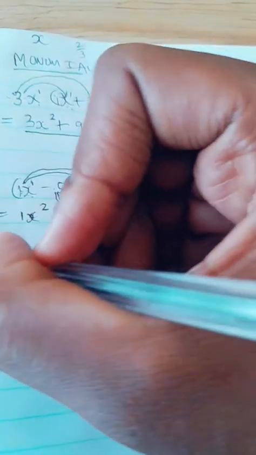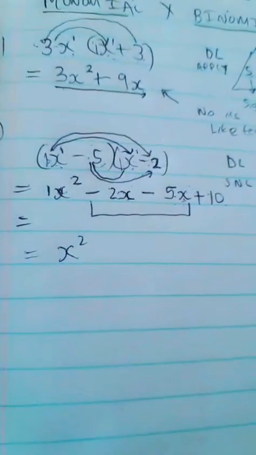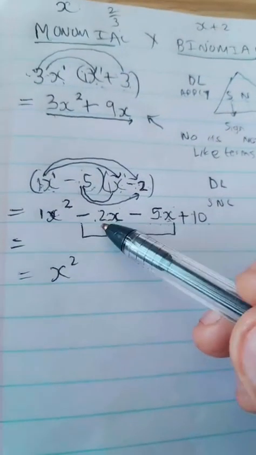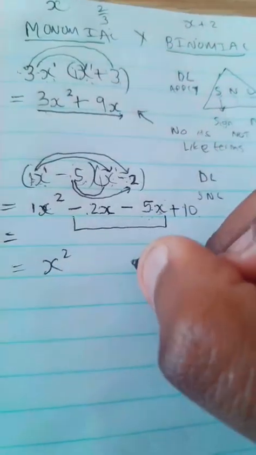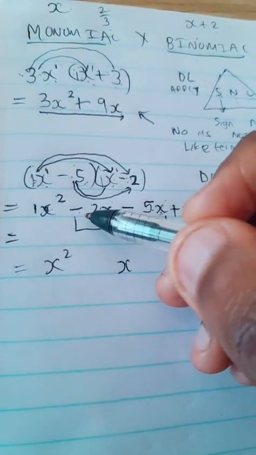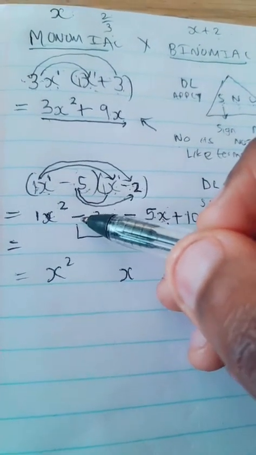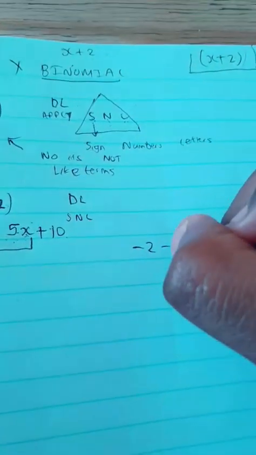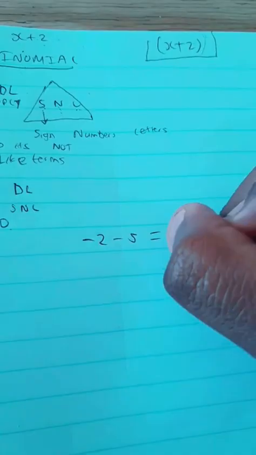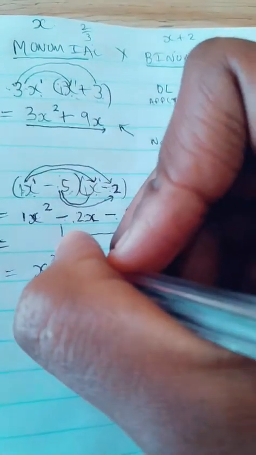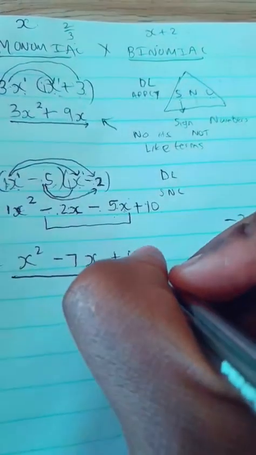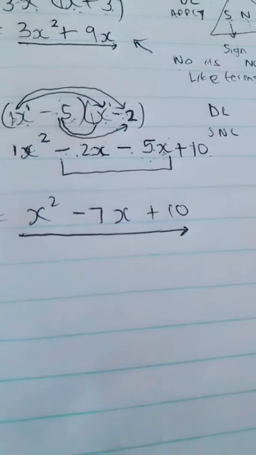So for the final answer, we write the x squared, obviously. What's negative 2x minus 5x? Remember, when we are adding like terms, we keep the variable and then we add and subtract the coefficients. If you took your calculator and typed minus 2 minus 5, you will get negative 7. So your final answer is x squared minus 7x plus 10. That is the finality of your answer. You leave it like that.